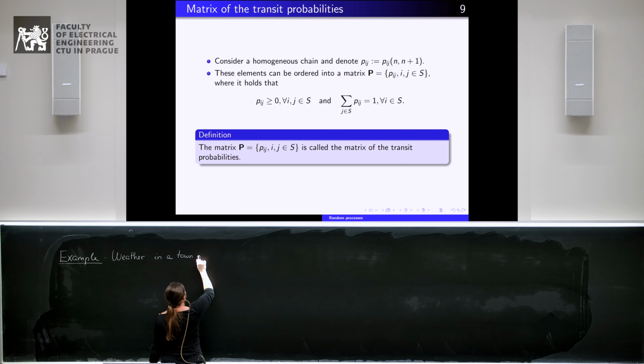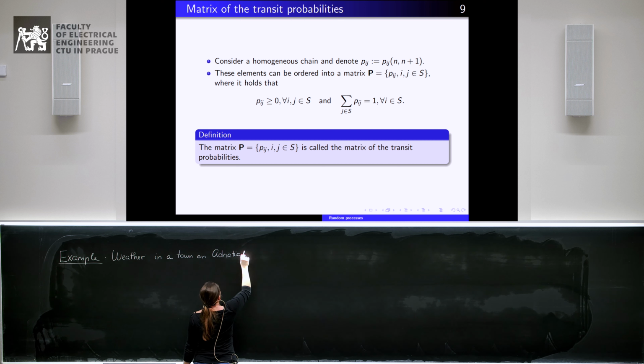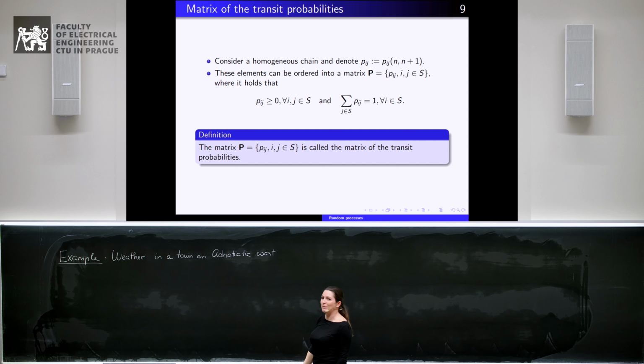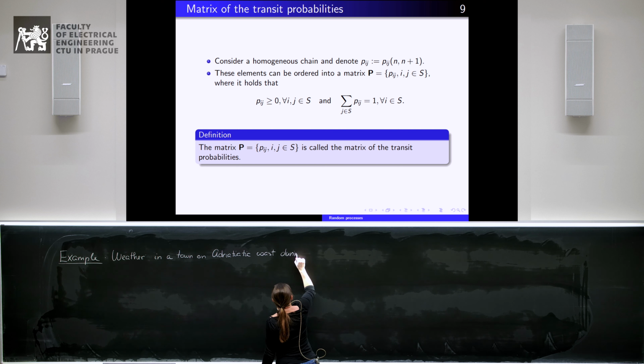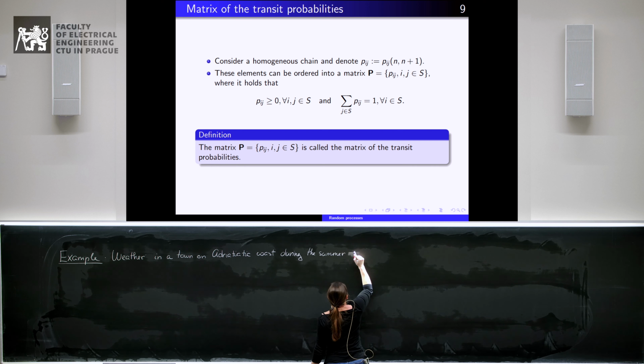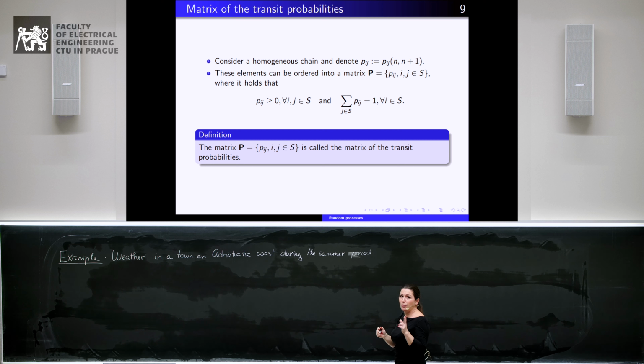In a town on the Adriatic coast, the town which I mean is called Baška Voda in Croatia, and it is a very sunny place, especially during the summer period. We will consider 3 types of days.